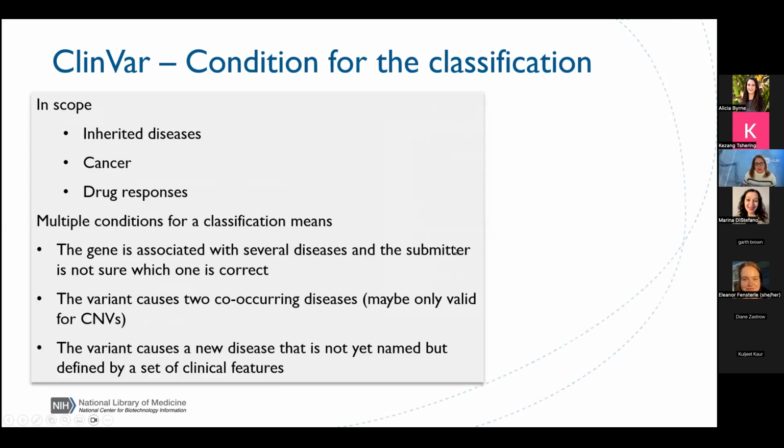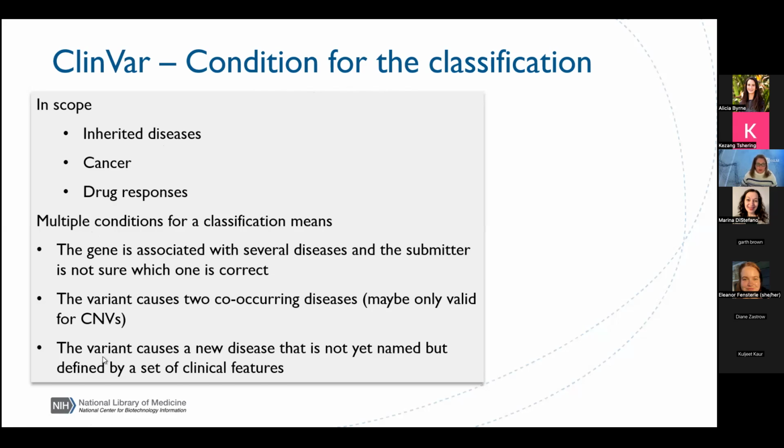So every variant in ClinVar is classified for some kind of condition. And so the kinds of conditions that you might see on a classification include inherited diseases, cancer, and drug responses. So typically a variant is classified for just a single condition, a single disease or single drug response. But sometimes you will see a variant that's classified for multiple conditions, and that's usually one of these three cases.